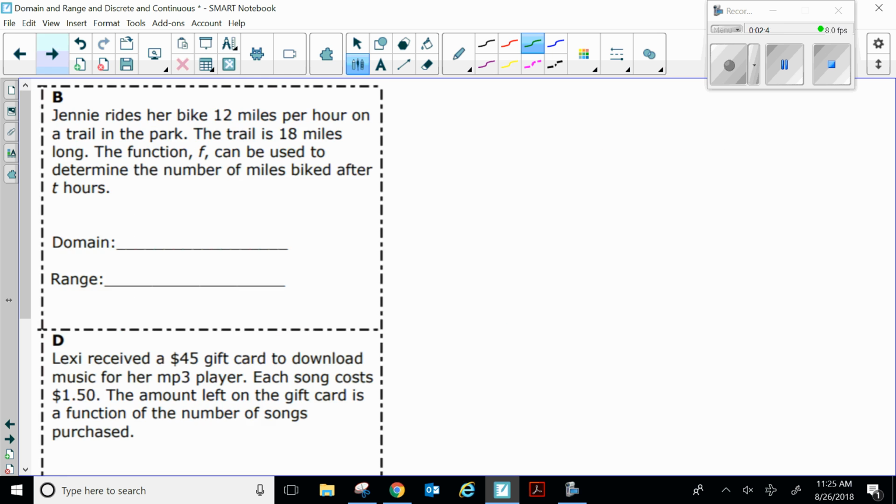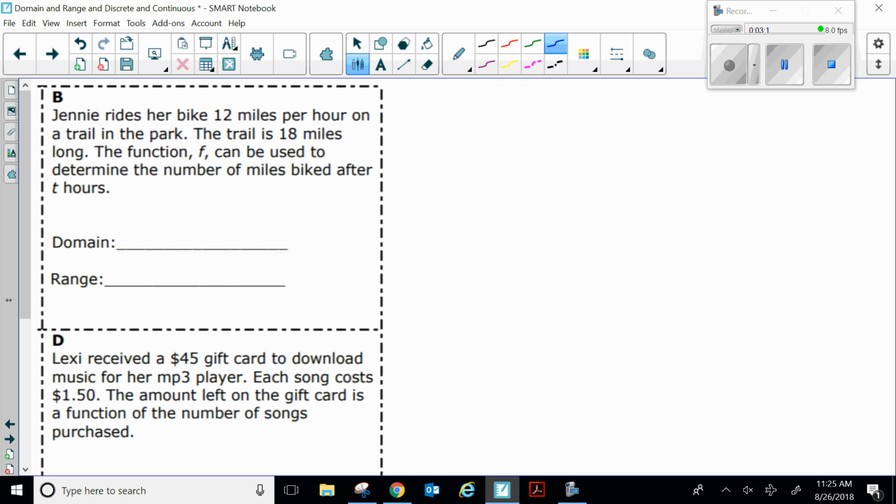Let's go to the next two. So we have Jenny rides her bike 12 miles per hour on a trail in the park. The trail is 18 miles long. The function f can be used to determine the number of miles biked after t hours. And then we have Lexi received a $45 gift card to download music for her MP3 player. Each song costs $1.50. The amount left on the gift card is a function of the number of songs purchased.